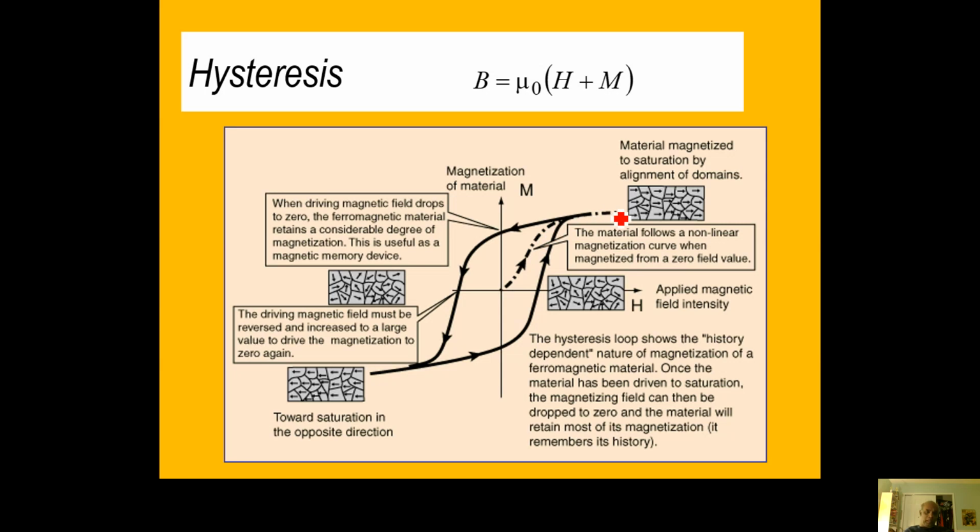The important thing is now when I sweep the magnetic field back, still in the same direction, decreasing the magnetic field. If it is a paramagnet, it will come back on that straight line. But in the ferromagnet, when I decrease the magnetic field to 0, it doesn't come back to 0. It has a finite magnetization even at 0 magnetic field.